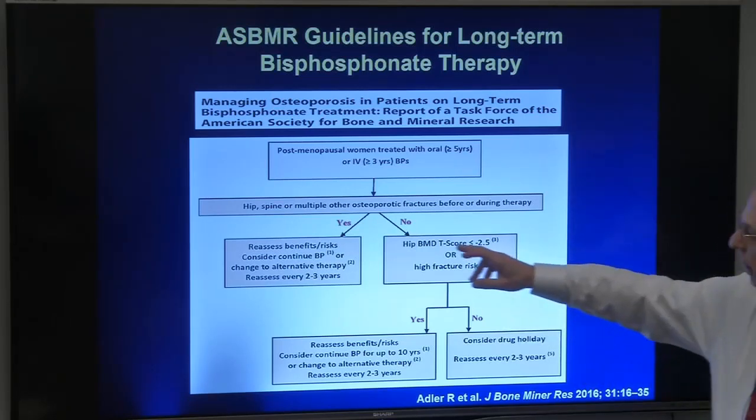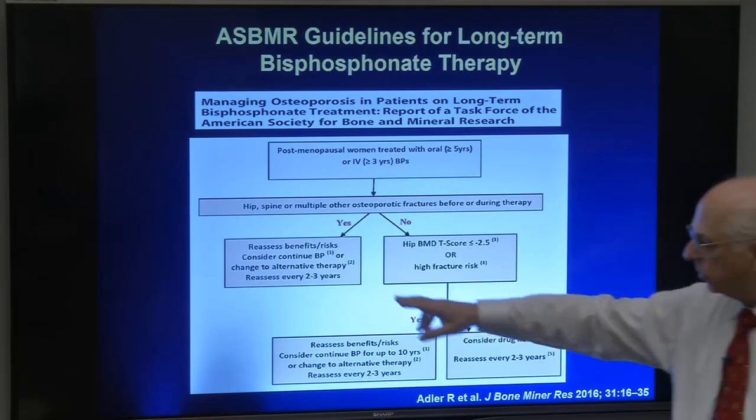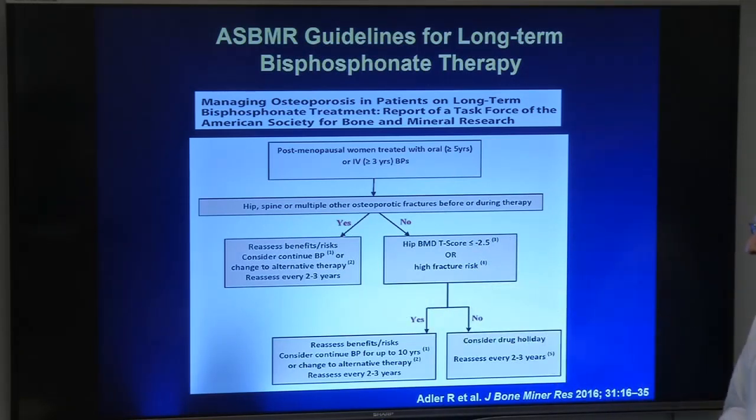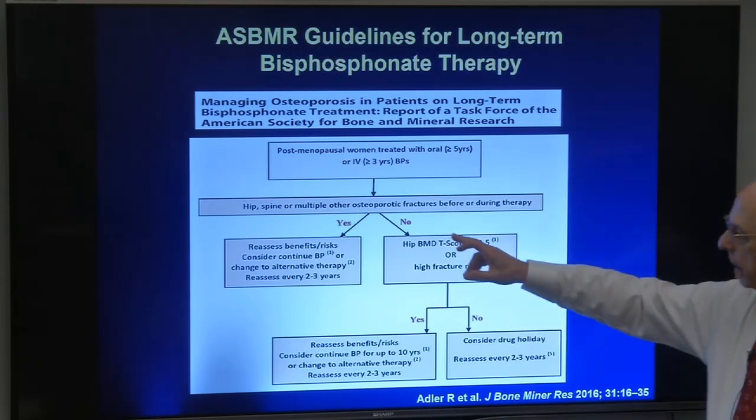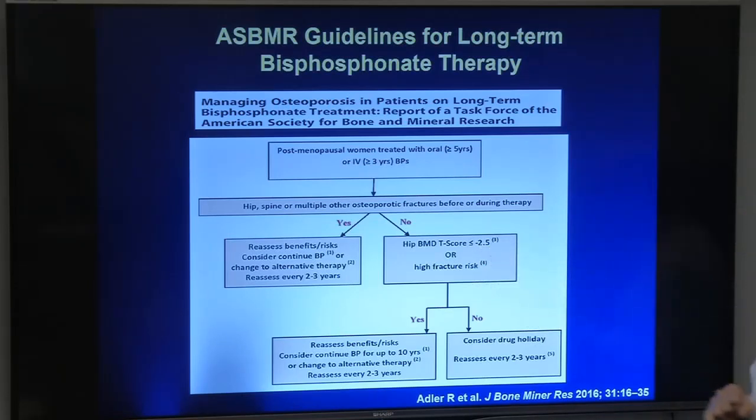And if the answer is yes, there have been previous or multiple fractures, then you would reassess benefits and risk, perhaps continue bisphosphonate, or change. But the idea would be to continue therapy and to reassess in a few years. So you'd go beyond the usual, perhaps, stopping point. If there haven't been osteoporotic fractures and the T-score is less than -2.5, or the patient is still at high fracture risk, the answer to that point, if it's no, you would consider a drug holiday and reassess.